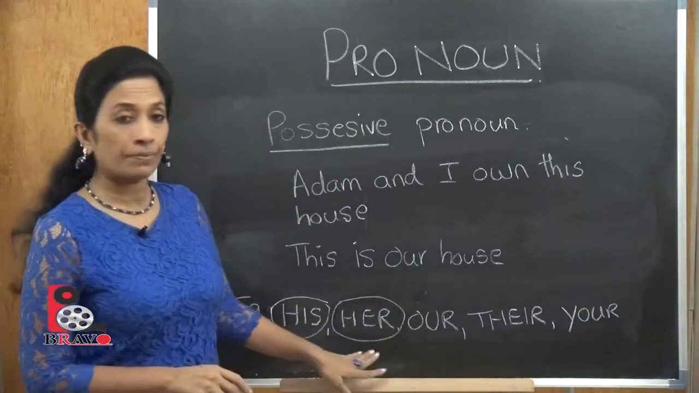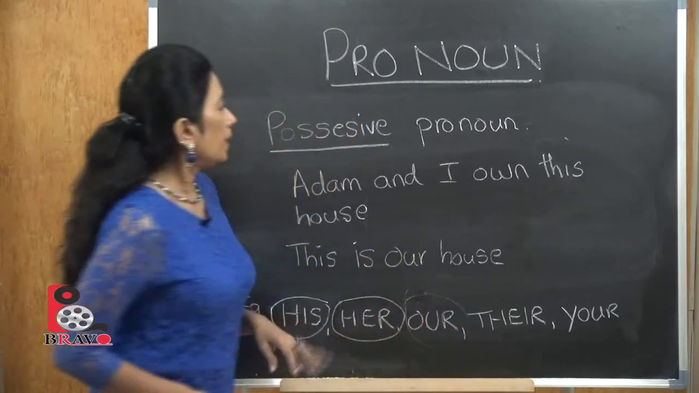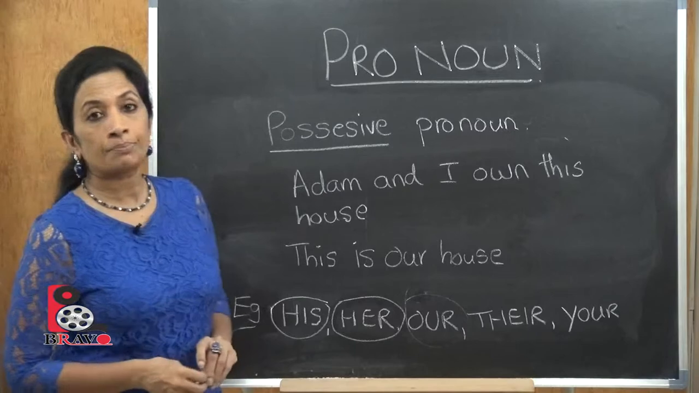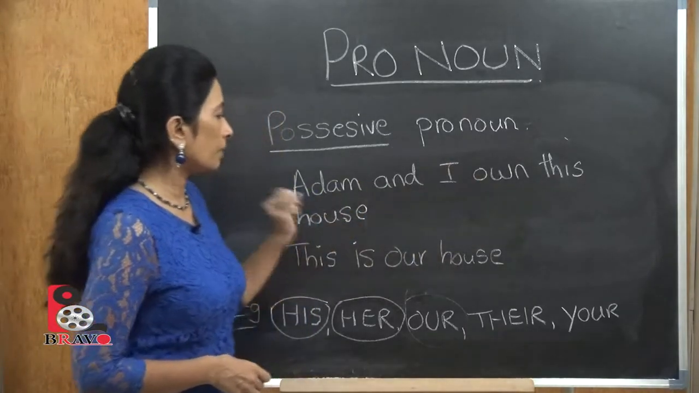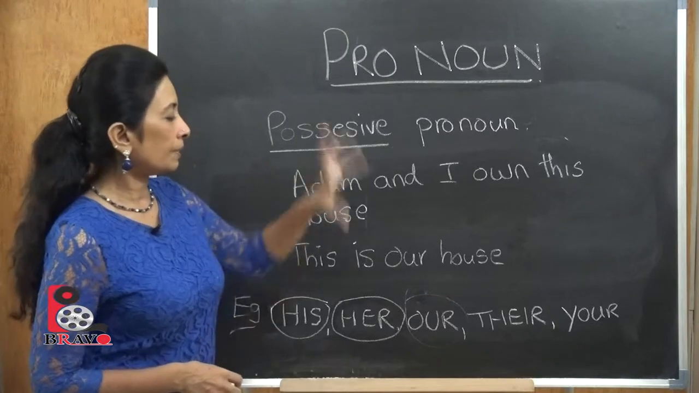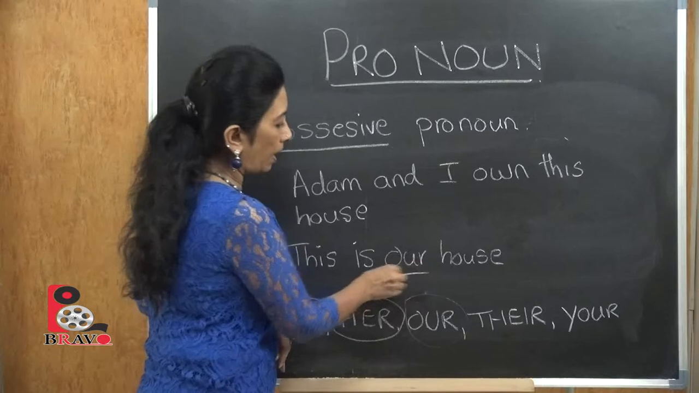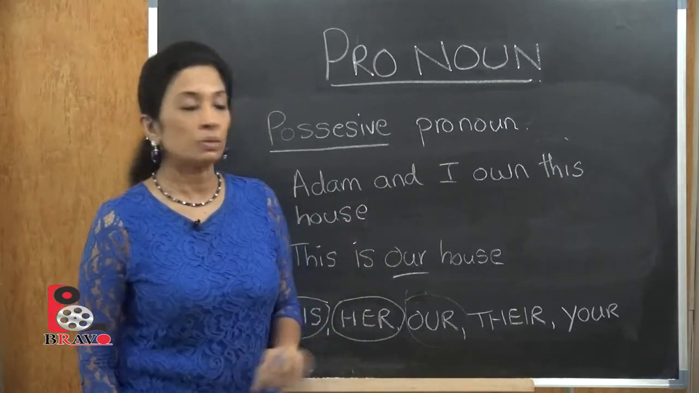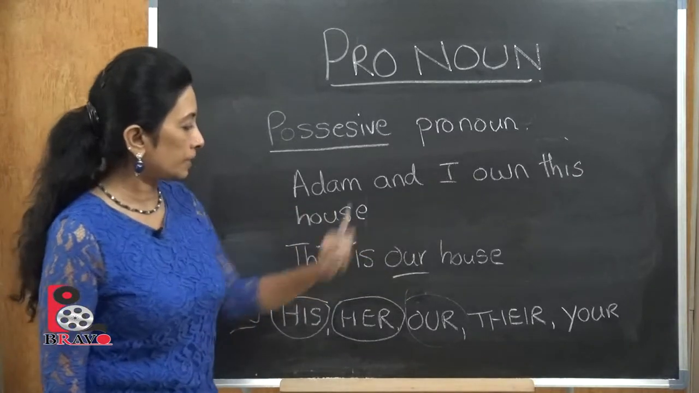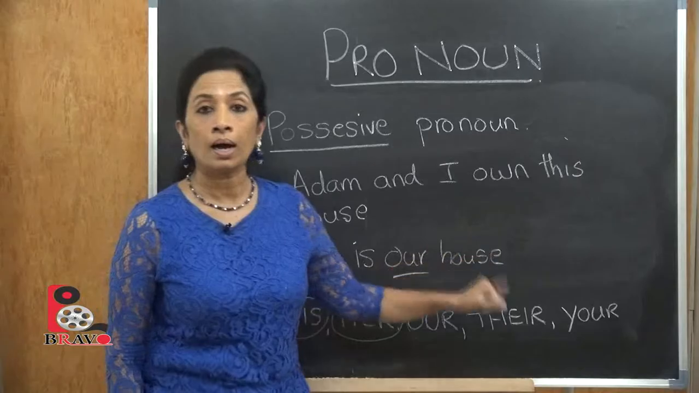We've seen his, we've seen her, and now our. Example here for the possessive pronoun: Adam and I own this house. How would it become the possessive pronoun? This is our house. So here these two of us own the place. So it becomes plural, and when you state it in a possessive pronoun manner, this is our house.